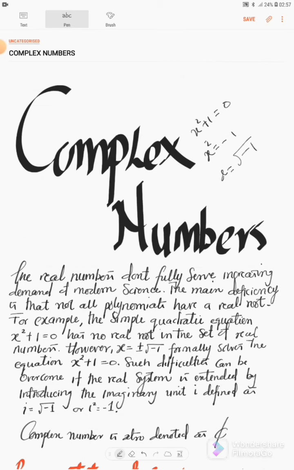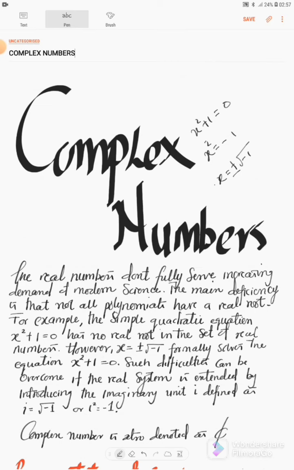However, when you do something like this, it gives us x equals plus or minus root minus 1, which formally solves the equation x squared plus 1 equals 0.